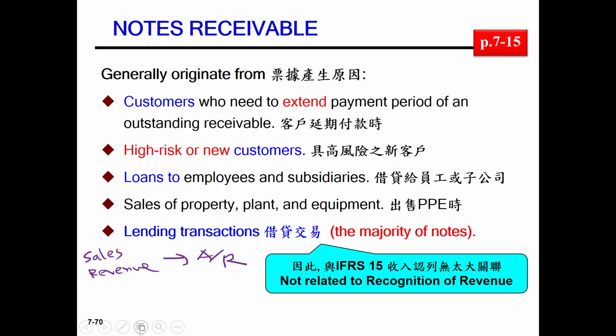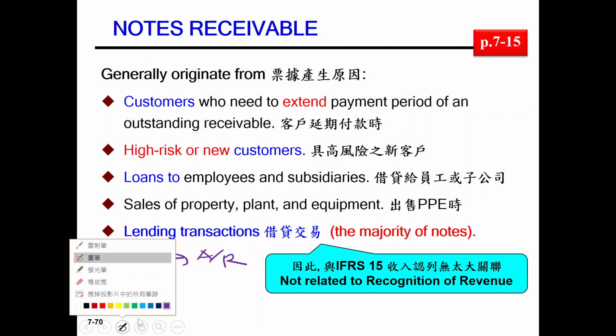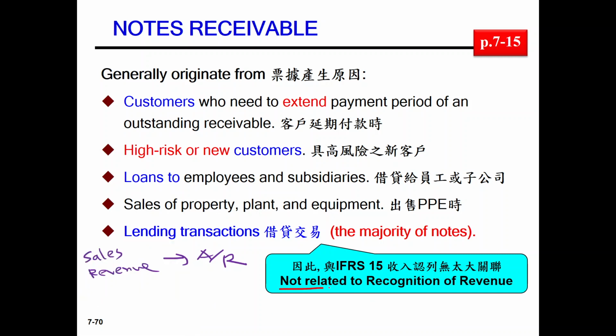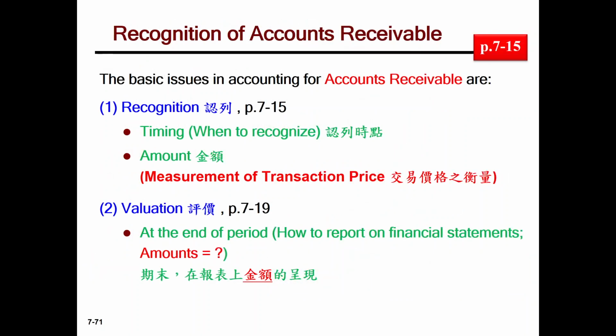But here, notes receivable usually come from lending transactions. So do you need to think about revenues? You don't need to, okay? So that's a point I want to mention. So for notes receivable, you don't need to think about revenues. So that's why I told you here, now related to recognition of revenues, you don't need to care about how we recognize revenues, okay? Because most of the reasons are from lending. So we will just think we lend the money to someone else, then how to record it. Okay?